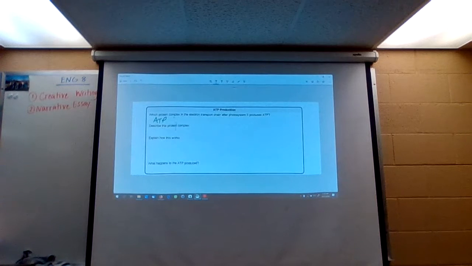Okay, so yes, it's pretty obvious because that's its name, ATP synthase. Okay? That makes the ATP. All right, so what this is, to describe it, is a channel or tunnel. When I say channel, I mean tunnel for H plus ions. All right. So how does this work?